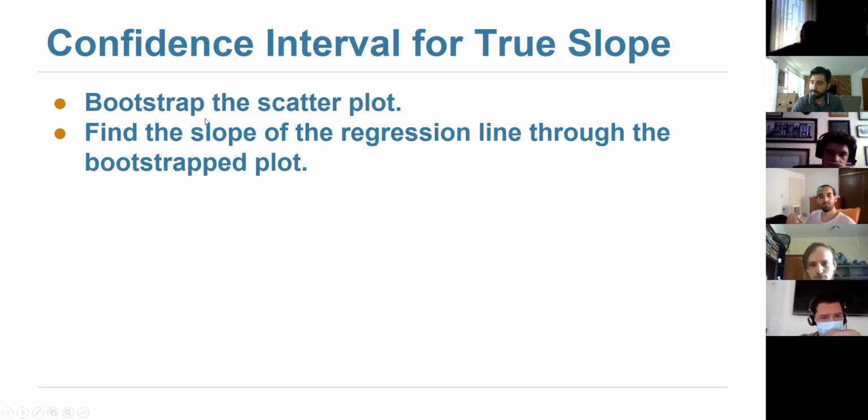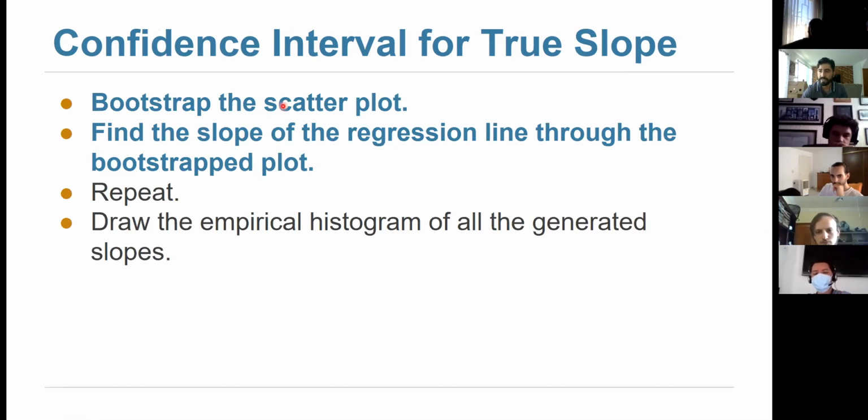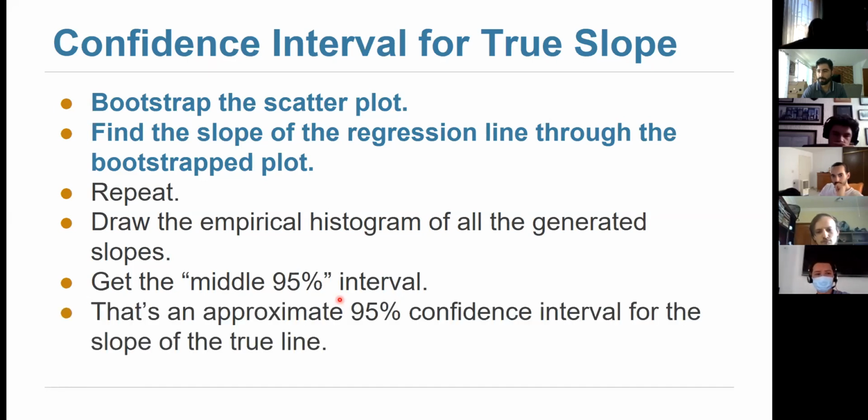So we bootstrap the scatter plot, we find the slope of the regression line through the bootstrap plot. And then we repeat this process, exactly what we did with the San Francisco workers trying to predict the average income. Now we're going to do the same thing with the scatter plot. We repeat this process, we draw the empirical histogram of all the generated slopes. And we get the middle 95% of that interval. That would be our approximate 95% confidence interval for the slope of the true line.